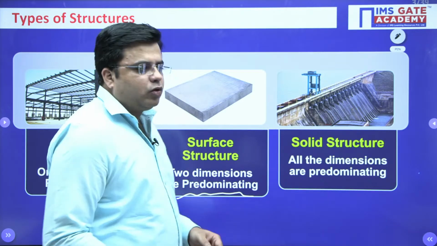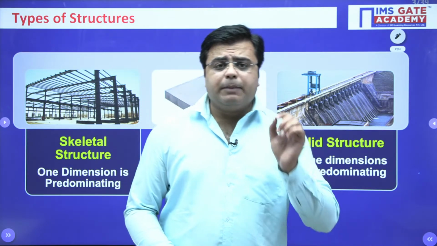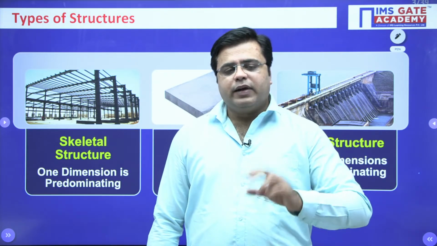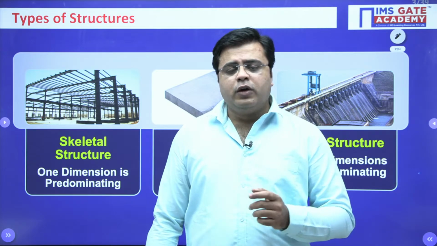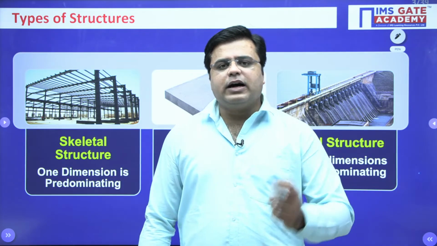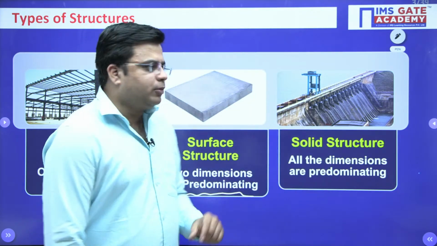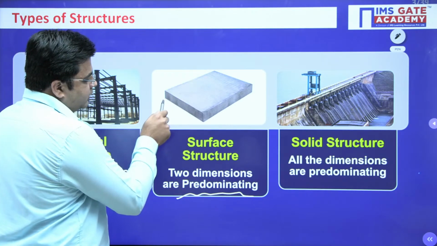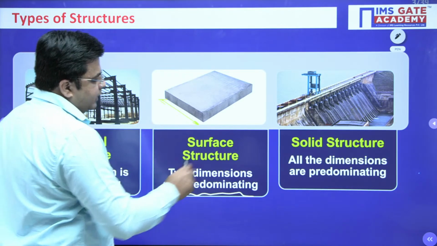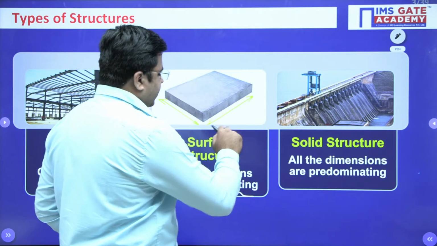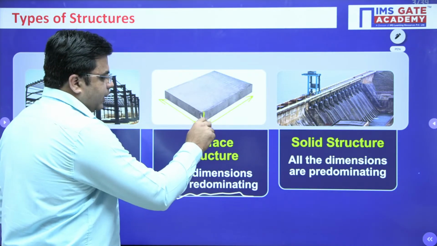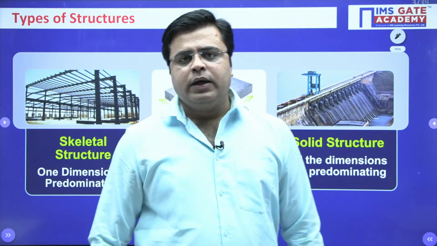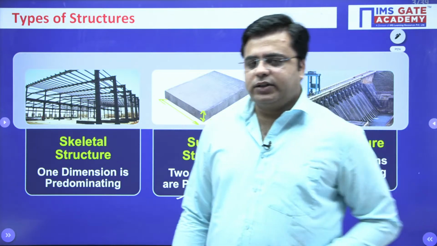And when I talk about two dimensions being predominating, the primary example is the slab casted at your roofs, right? Whenever any slab is casted for your roof, the length and width are predominating compared to the depth of the slab. As you can see here in the diagram, the length of the slab and the width of the slab are predominating as compared to the height of the slab, right? So out of three dimensions, if two dimensions are predominating, it is classified as a surface structure, okay?